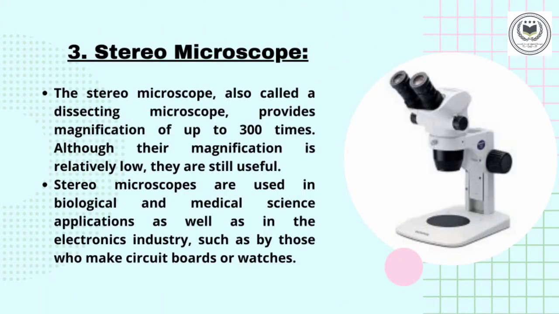The next is the stereo microscope. The stereo microscope, also called a dissecting microscope, provides magnification of up to 300 times. Although their magnification is relatively low, they are still useful. Stereo microscopes are used in biological and medical science applications as well as in the electronics industry, such as by those who make circuit boards or watches.